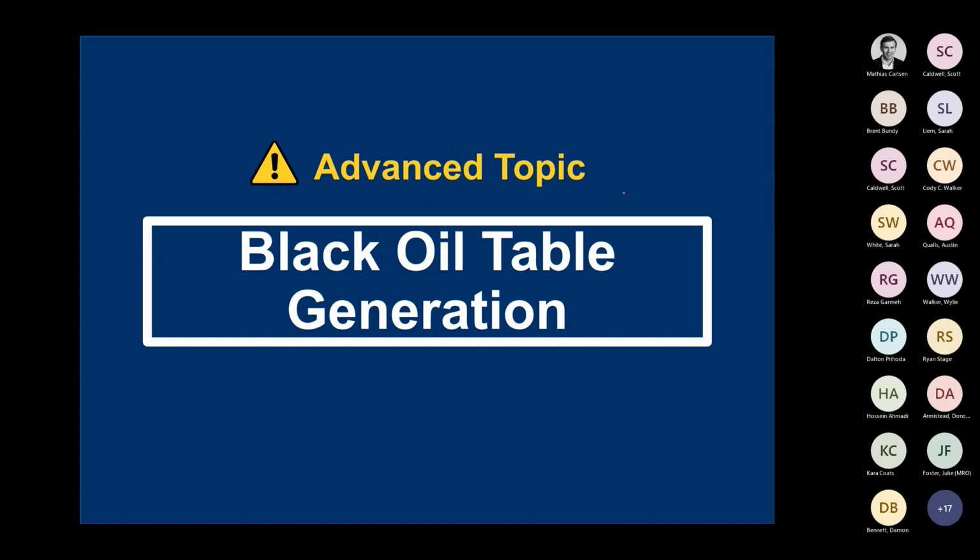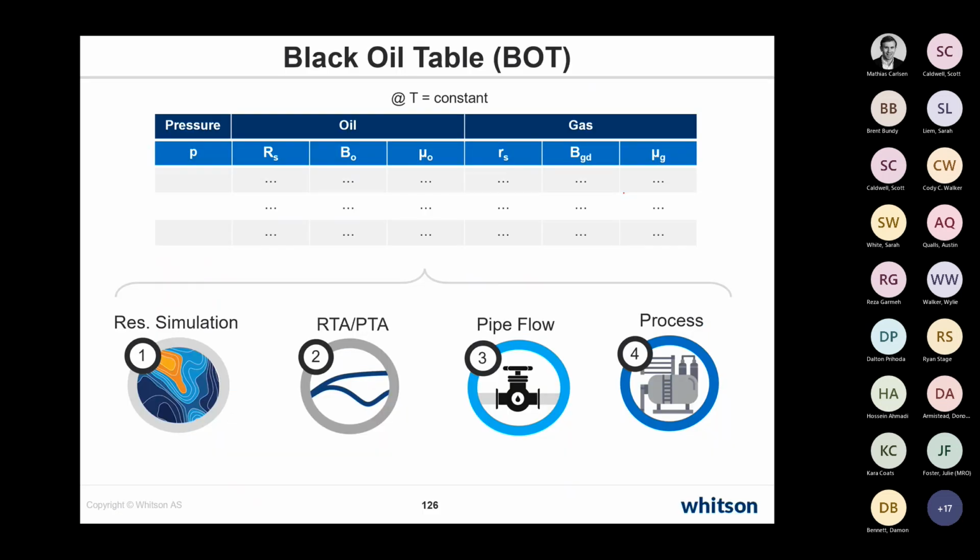But in short, these tables that represent the black oil model, that's what we use all the time in all the different software that we use, whether we like it or not, whether it's actually given to us or not. It's typically represented by tables. These tables typically have 7 different columns: the pressure column, and then the 3 properties for each phase for the different pressures. They're always generated at a constant temperature. They're used for reservoir simulation purposes, RTA, PTA, pipe flow, process and facility design, and much, much more.